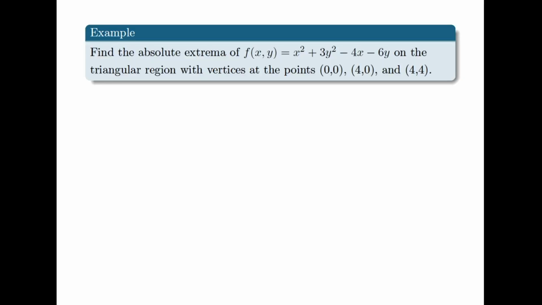To better understand these steps, let us look at a particular example. Suppose we want to find the absolute extrema of the function f(x,y) = x² + 3y² − 4x − 6y on the triangular region with vertices at the points (0,0), (4,0), and (4,4).